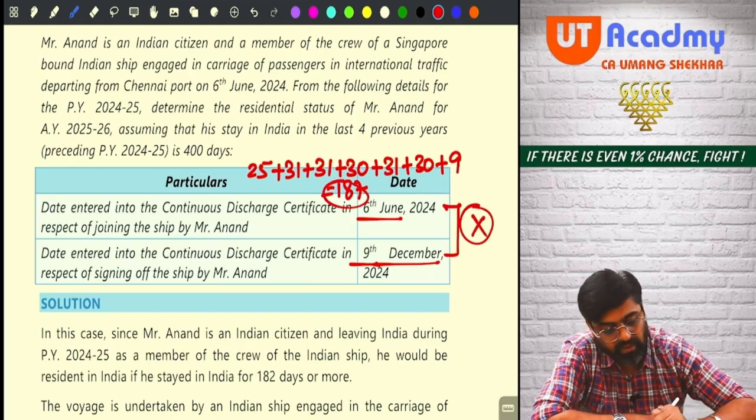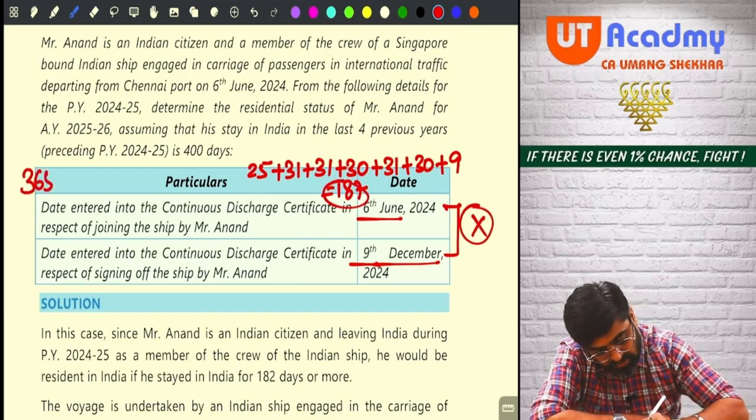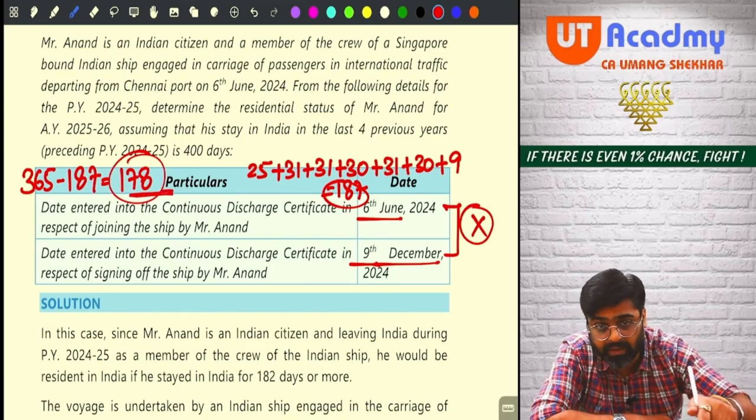And how much is this period? 187. So out of 365, if I reduce 187, how many days are remaining? 178 days. This is the stay in India.